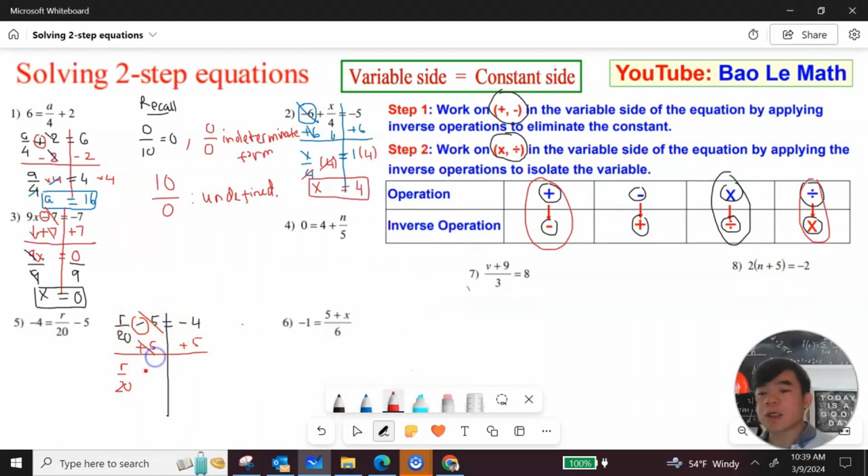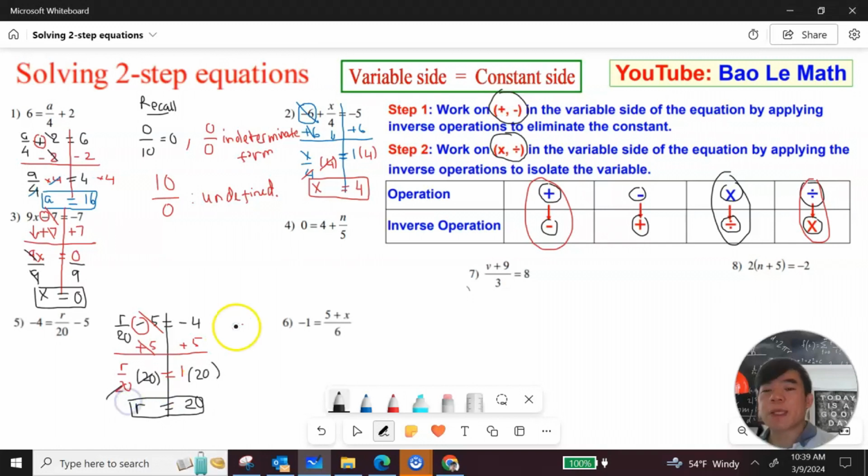This guy gone, equals -4 plus 5 is going to be 1. Alright, so I look at the left hand side, r divided by 20. The inverse of division should be multiplication, so I multiply both sides by 20. This guy gone, so I have r equals 20. And this is my final answer.